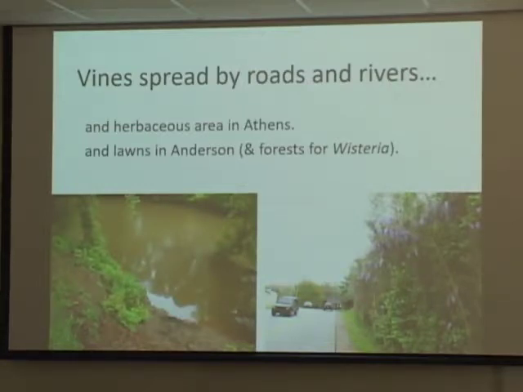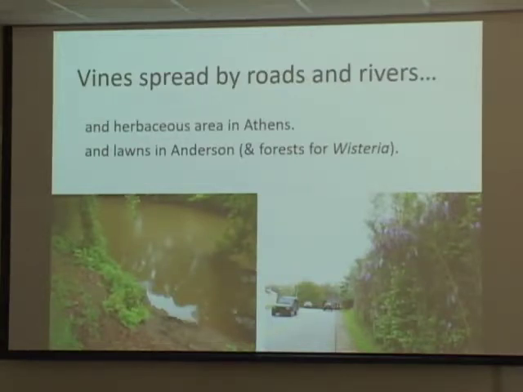So this indicates that we might be able to manage different plants the same way in the same city, but really this spread is dependent on where in the landscape these vines are. Okay, so now that we know these common features that plants are spreading across, maybe we want to target our management along roads and rivers. So we can prioritize which patches to manage.